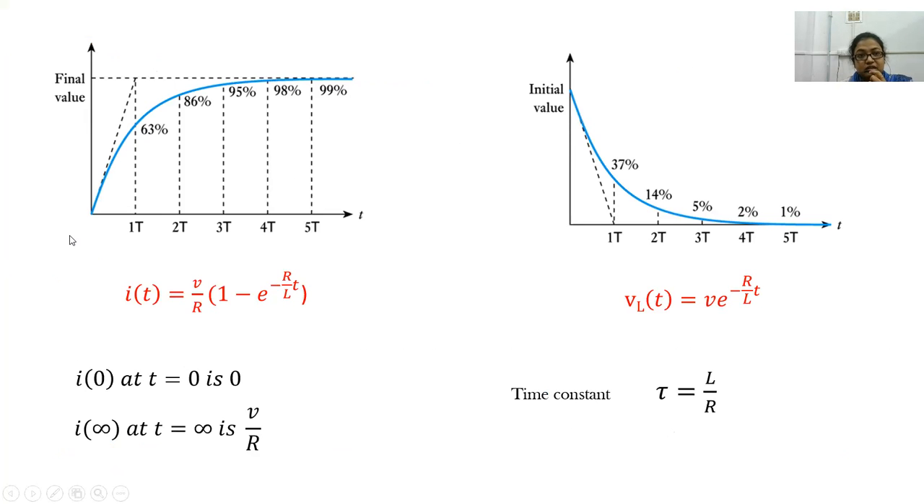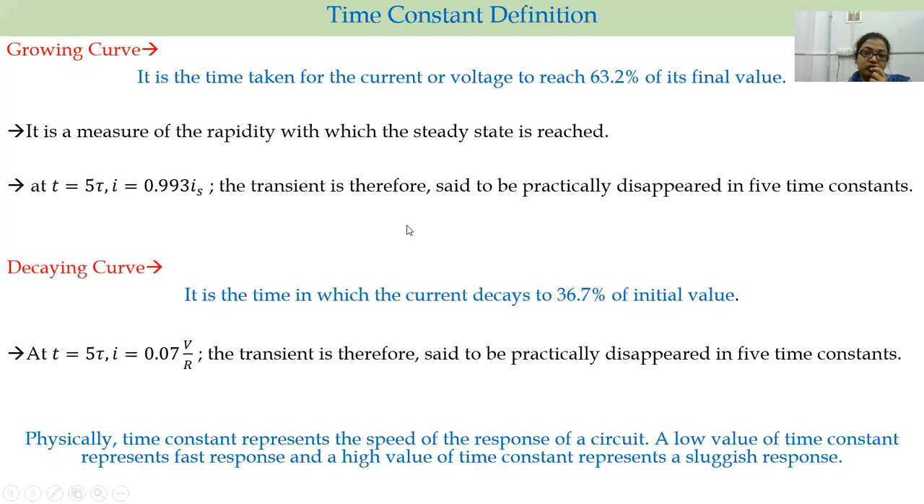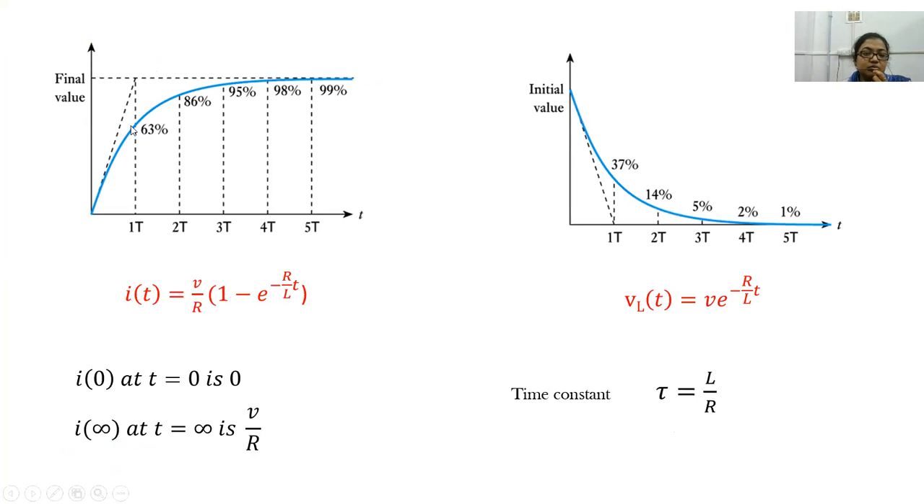Just now we have seen there are two types of curves we can get. For the RL circuit, this is the current curve, this is the voltage curve. From either curve you can find the time constant using this definition: it is the time taken for the current or voltage graph to reach 63.2% of its final value. This is the reason 63% is marked here and it is written 1 tau. Approximately, the actual value is 63.2.